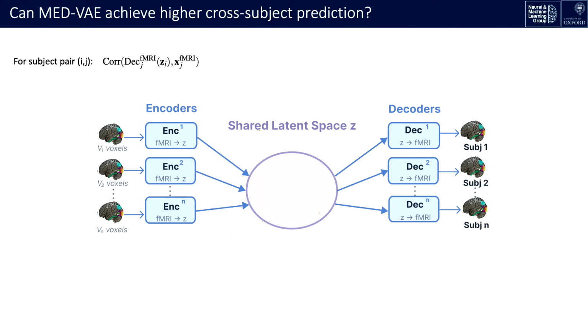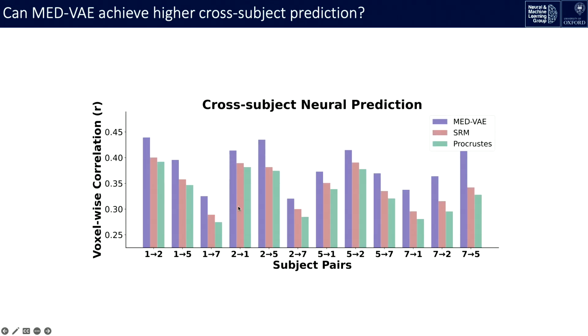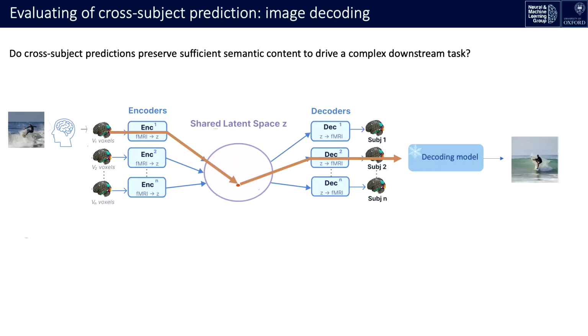In order to see if the common space captures a shared neural structure that generalizes across individuals, we take one subject's latent representation and predict another subject's neural activity. Here are the results showing that for all possible pairs, our method outperforms the compared ones. So to see if this cross-subject prediction that we saw before preserves sufficient semantic content to drive a complex task, we take the result of subject 2, let's say here, neural prediction, and feed it to a pre-trained frozen image reconstruction model and derive subject 1's stimulus.